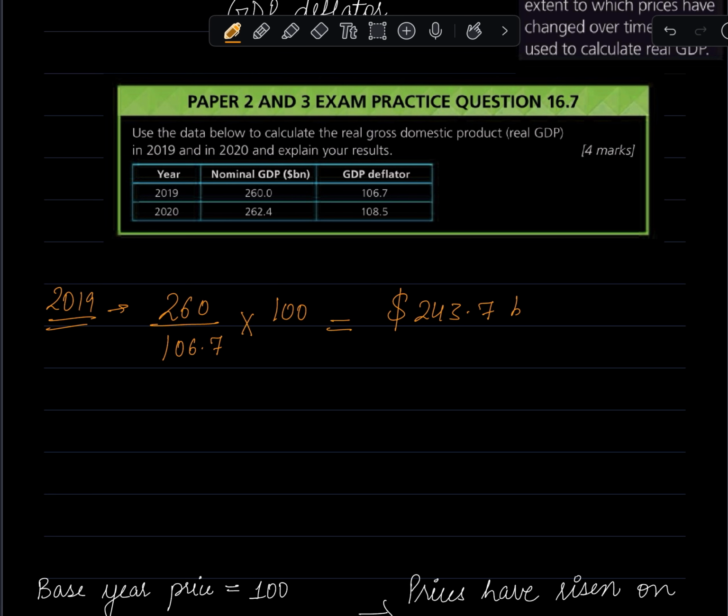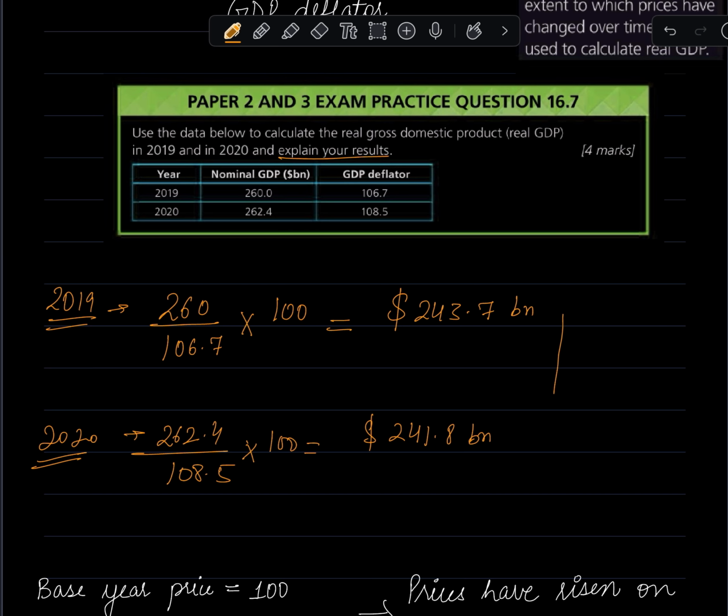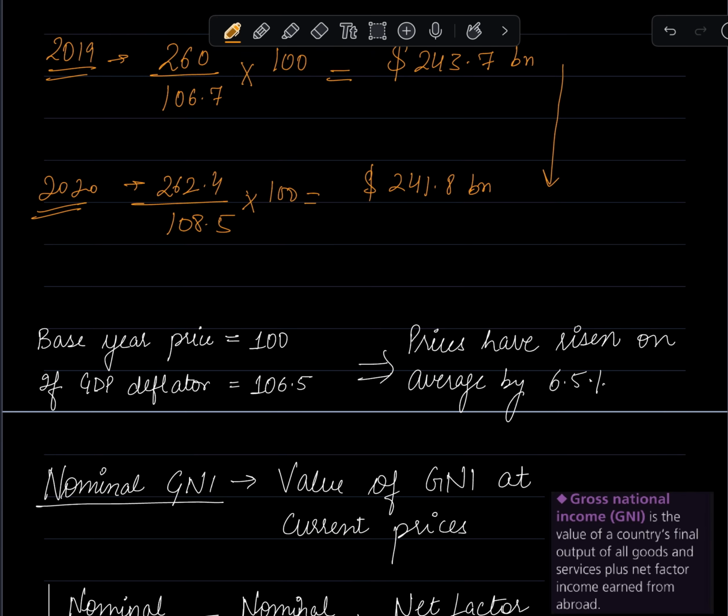It will come $243.7 billion. And for 2020, it will be 262.4 divided by 108.5 into 100. It gives us $241.8 billion. Now you have to explain your results. So our results show that the economic output declined in real terms between 2019 and 2020 despite a rise in the nominal GDP.